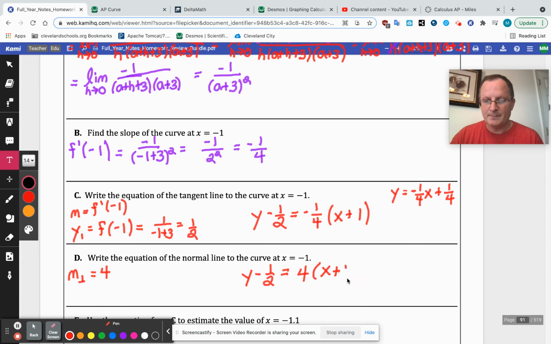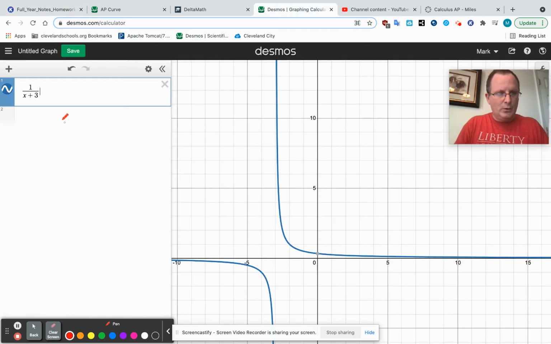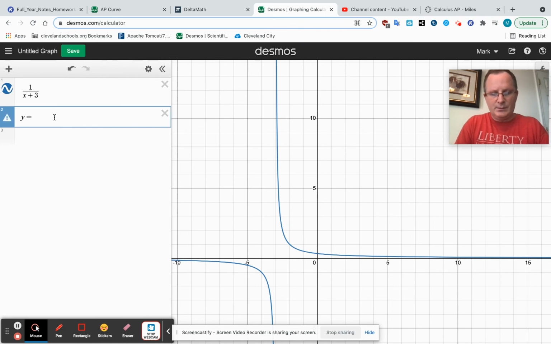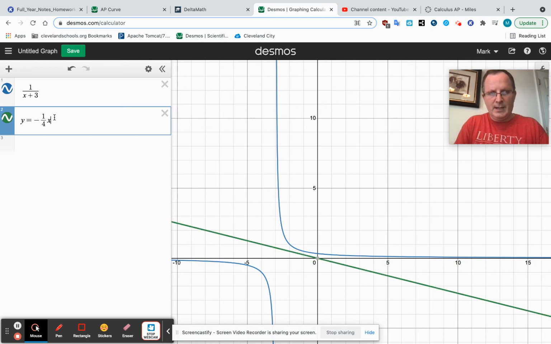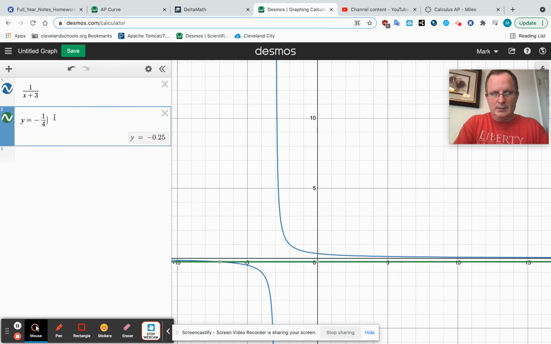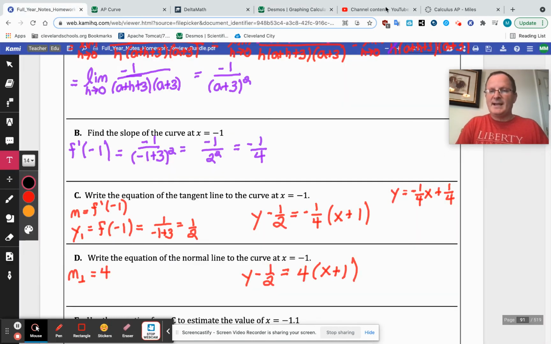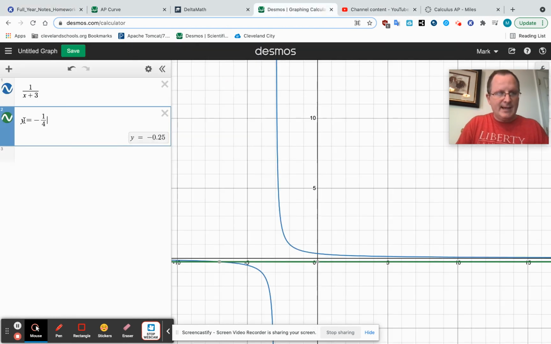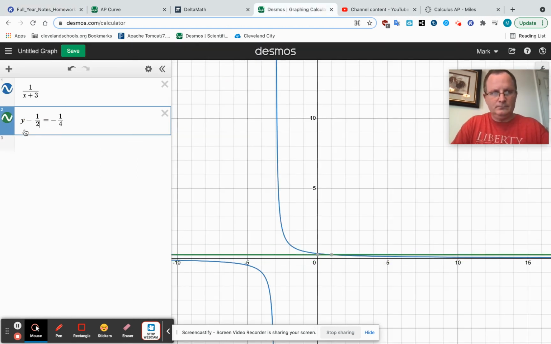I want to draw these on Desmos, just to show that it works. So y equals -1/4, y minus 1/2. Okay, so y minus 1/2, and then x plus 1.